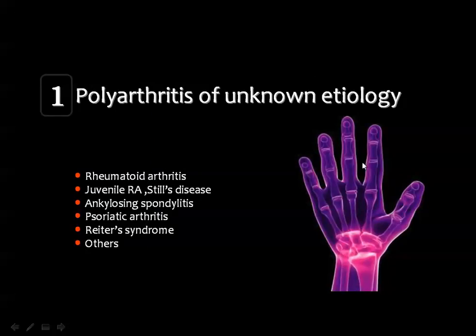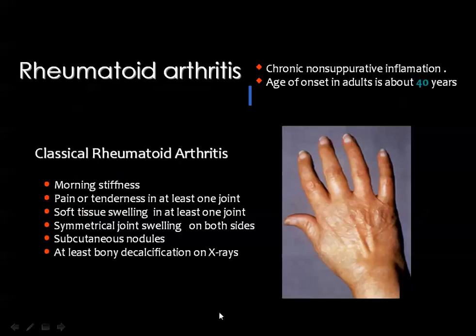This is the first group of polyarthritis of unknown etiology, which include rheumatoid, juvenile rheumatoid, ankylosing spondylitis, psoriatic arthritis, Reiter, and others. As I have mentioned, I will discuss this one and this one and this one in the first part of the talk of arthropathies. Rheumatoid arthritis is a chronic non-suppurative inflammation with an age average about 40 years.